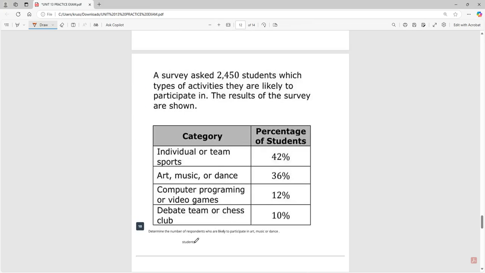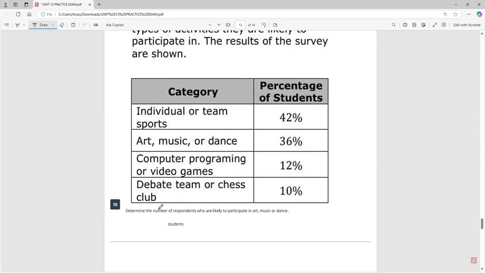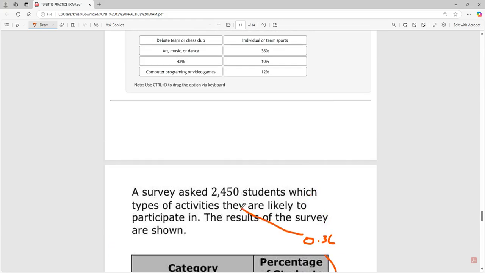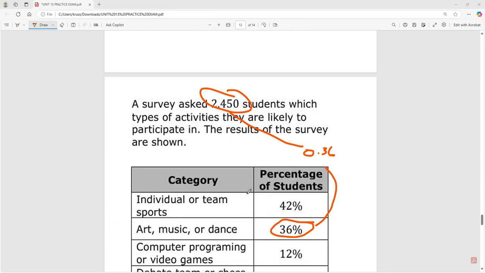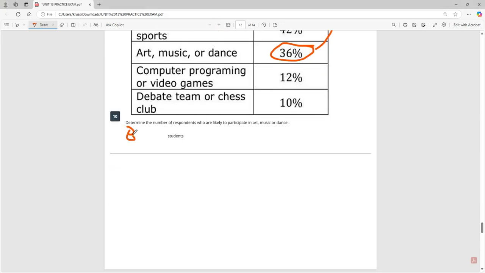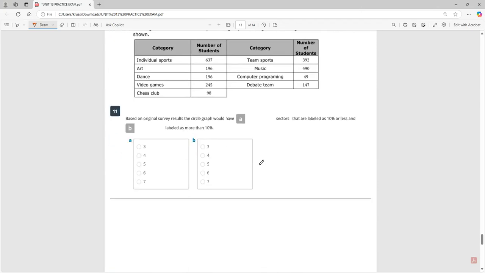I think I need to delete this one. Determine the number of respondents. Oh, no. It's a very small question. Determine the number of respondents who are likely to perform in art or dance, right? So we're using this 36%, which is 0.36 multiplied by 2,450. So with the calculator, I go 2,450 times 0.36, and I get 882, right? So 882 students.